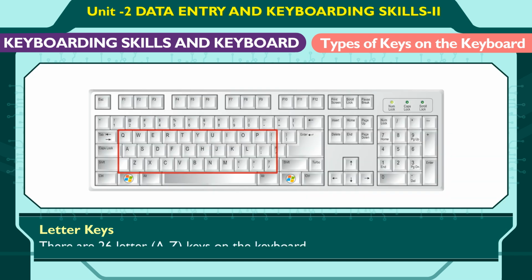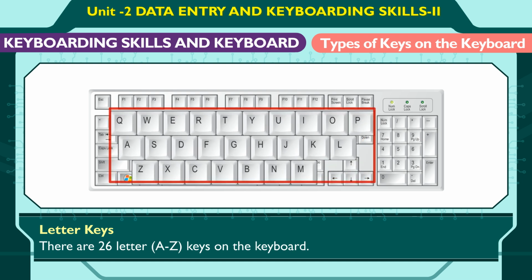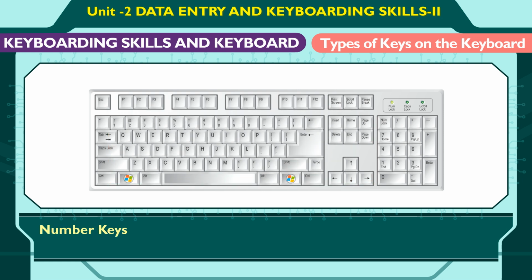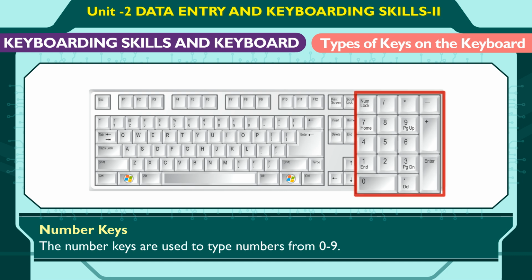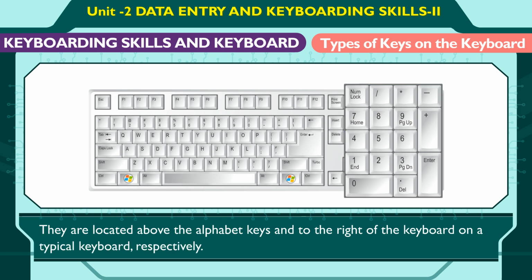Letter keys. There are 26 letter A to Z keys on the keyboard. These keys are used to type letters of the English alphabet. These keys are also known as alphabet keys. Number keys. The number keys are used to type numbers from 0 to 9. They are located above the alphabet keys and to the right of the keyboard on a typical keyboard, respectively.